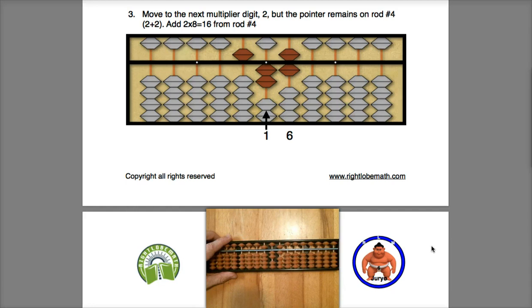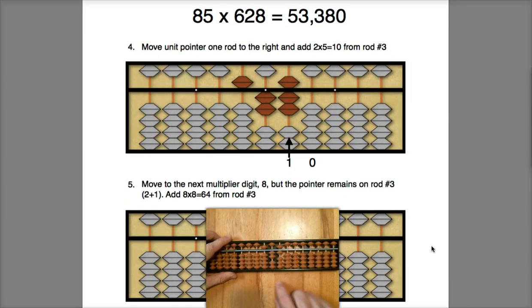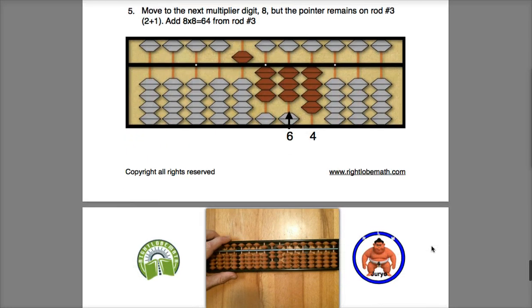directly on the soroban. And then I'm going to move my pointer one rod right. And now I'm going to do 2 times 5, which is 10. So I just simply add 10. Okay, and now we're going to move to the third multiplier digit 8, and the pointer will remain on rod number 3. So we do 8 times 8, which is 64.